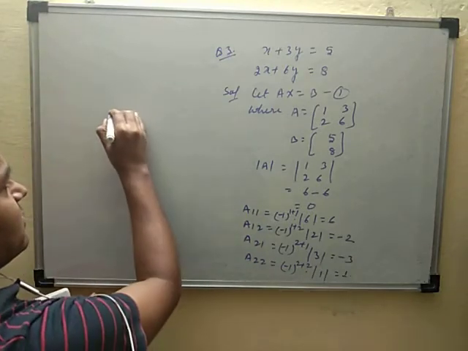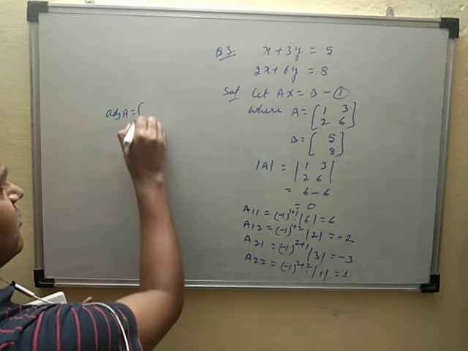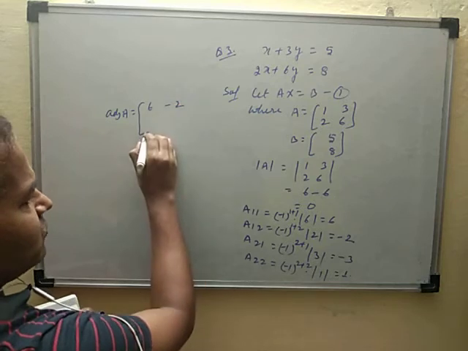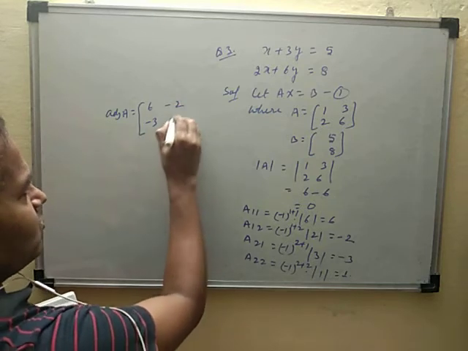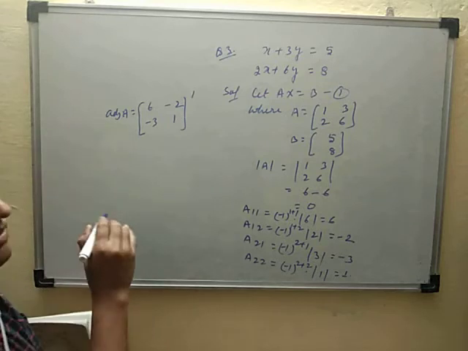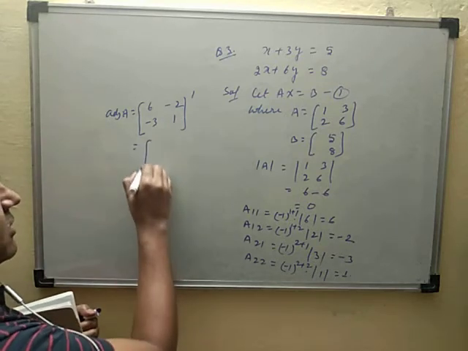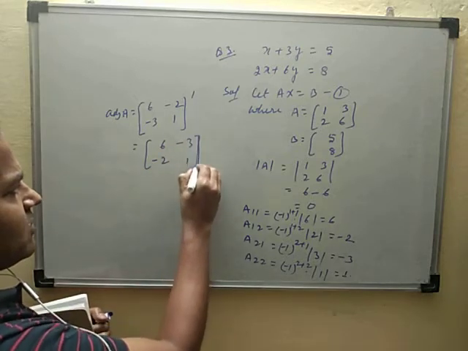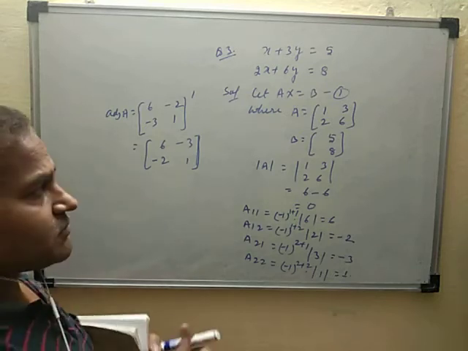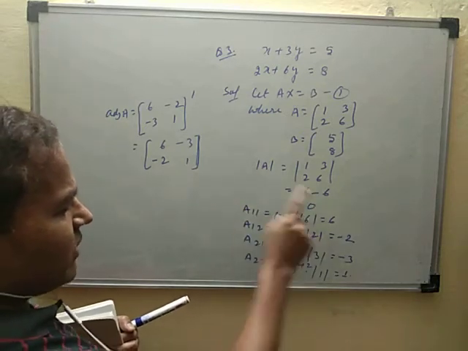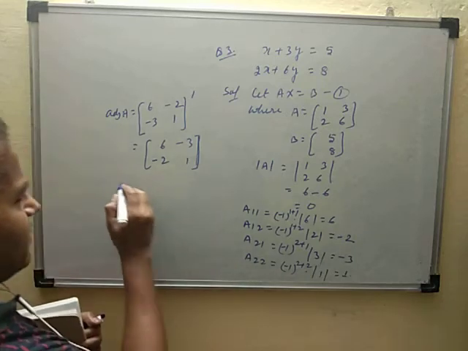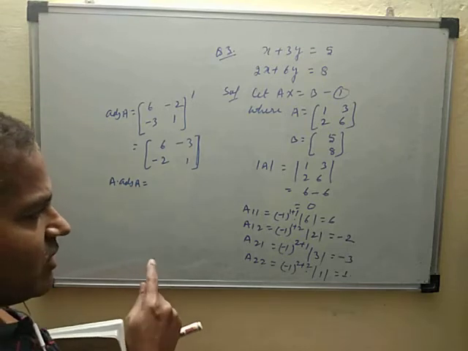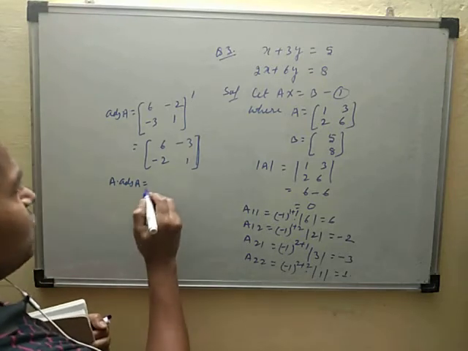So now find the adjoint. The adjoint of A is equal to the transpose of the cofactor matrix: A11 is 6, A12 is minus 2, A21 is minus 3, A22 is 1. Now taking the transpose, we get 6, minus 3, minus 2, 1. So this is the adjoint of A. Since the determinant value of A is equal to 0, now find A into adjoint of A and check whether the value is 0 or not.